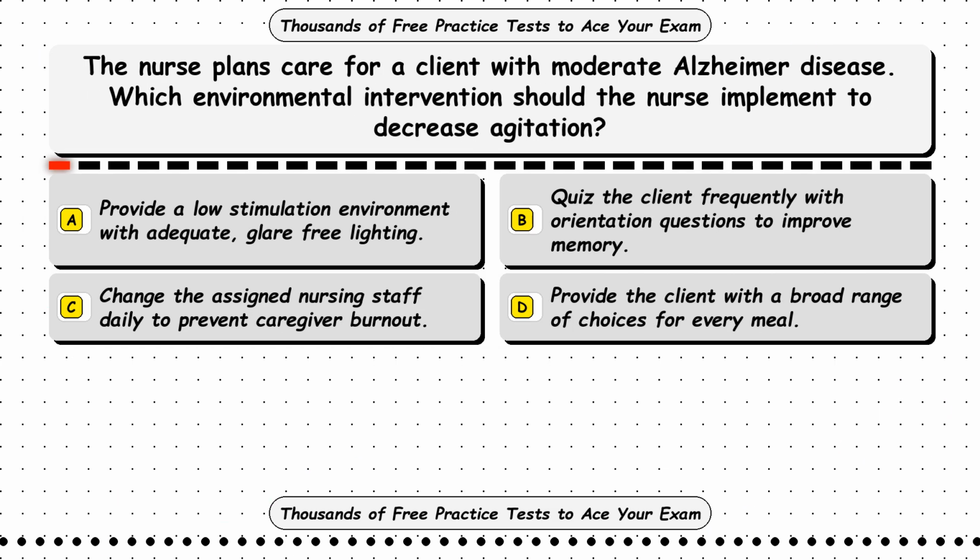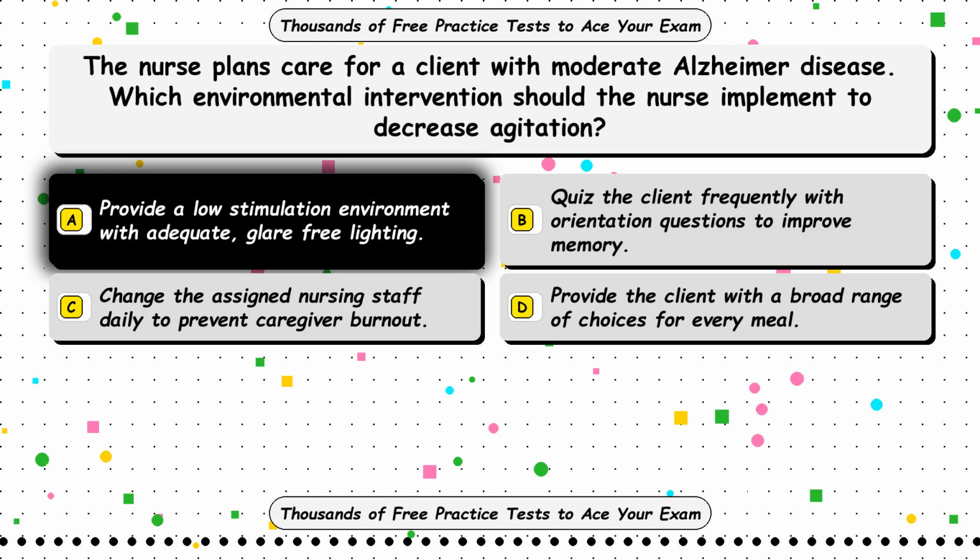Question 85. The nurse plans care for a client with moderate Alzheimer's disease. Which environmental intervention should the nurse implement to decrease agitation? Option A. Provide a low-stimulation environment with adequate, glare-free lighting. Option B. Quiz the client frequently with orientation questions to improve memory. Option C. Change the assigned nursing staff daily to prevent caregiver burnout. Option D. Provide the client with a broad range of choices for every meal.